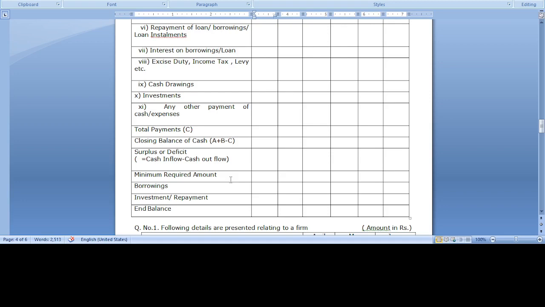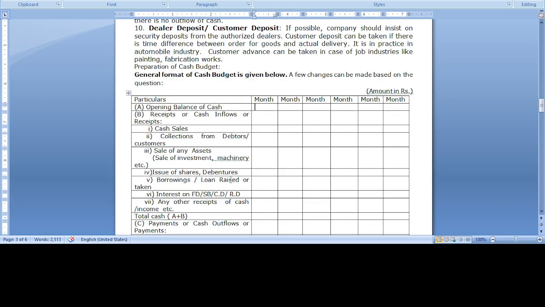So you have to learn in this way regarding the format of cash budget. I hope you will study this format easily, because the explanation is already given to you.